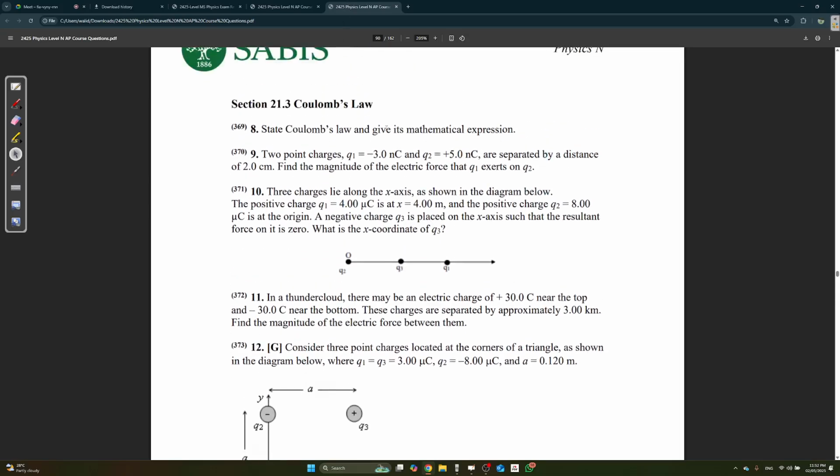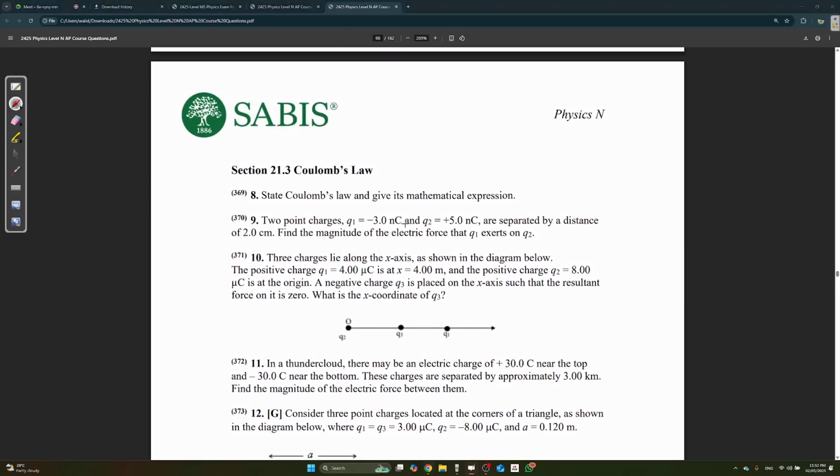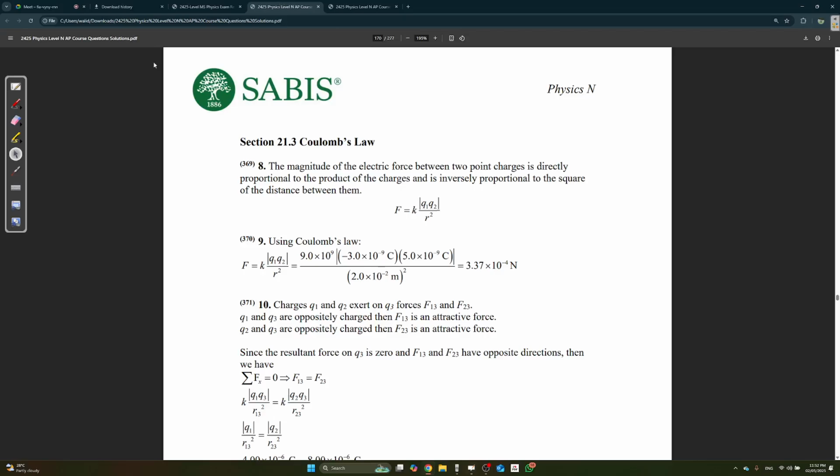Okay, 2-point charges Q1 equals -3 nanocoulomb, and Q2 equals +5 nanocoulomb are separated by a distance of 2 centimeters. Find the magnitude of the electric force that Q1 exerts on Q2. I need to state something, that K is Coulomb's constant and it's equal to 9 times 10 to the power of 9. Okay, you need to know this.